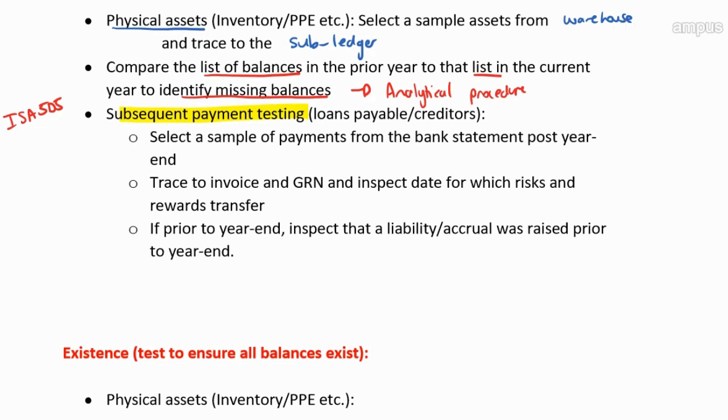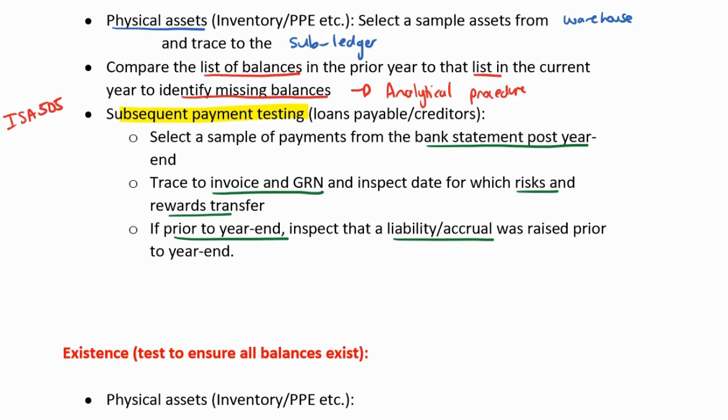How we go about doing it: we select payments from the bank statement post year end, we trace those to the invoice and the goods received note, and we see when did risks and rewards transfer. And if they transferred prior to year end, so the goods were delivered before year end, which means they need to have raised the creditor before year end, even though they're only going to pay for it after year end, we need to go and see that a liability or an accrual was raised at year end.